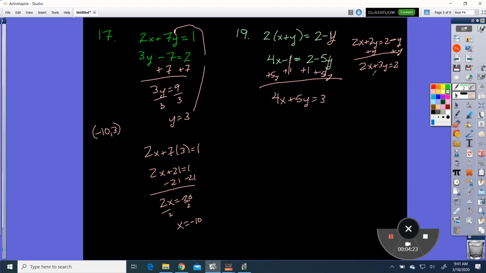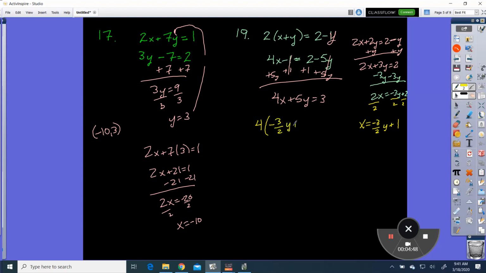So I'm going to minus the 3y. So 2x equals negative 3y plus 2. Now I'm going to divide this by 2. So I get x equals negative 3 halves y plus 1. So now I know what x is. I'm going to plug that in for this x right here. So negative 3 halves y plus 1. Okay, so I just replaced that x with this stuff. Okay, so that's what we've done so far.